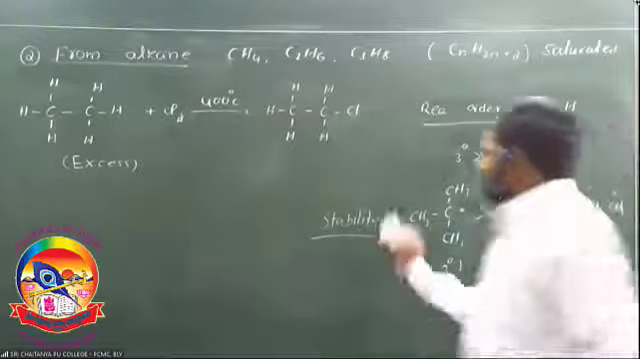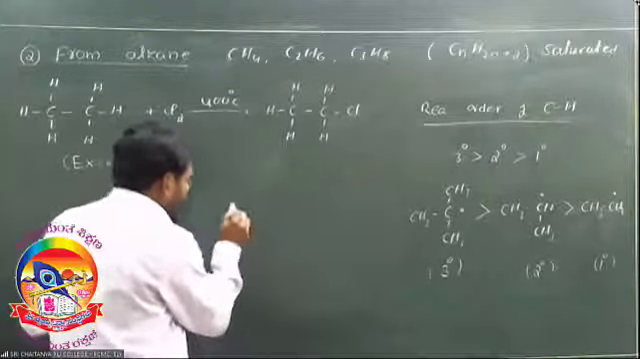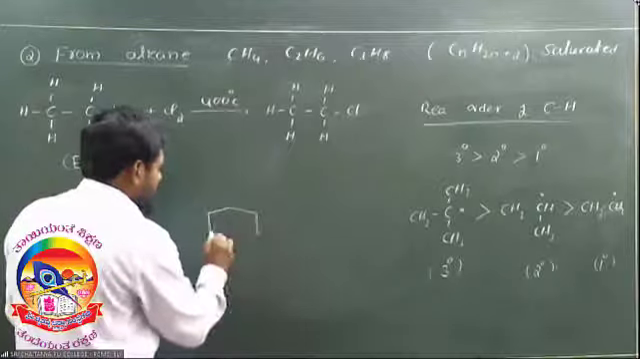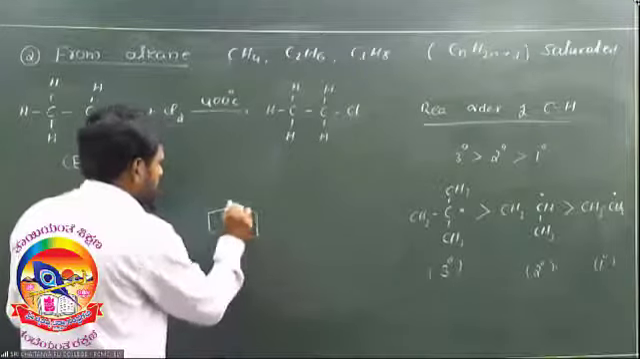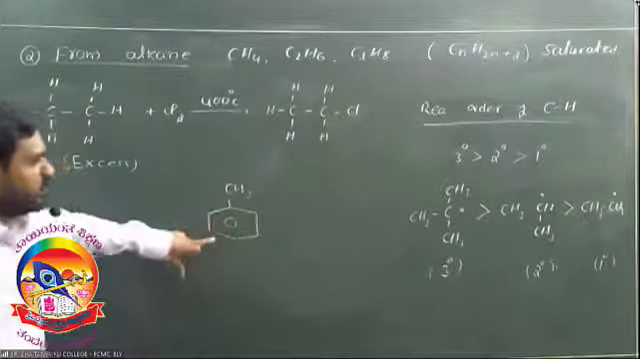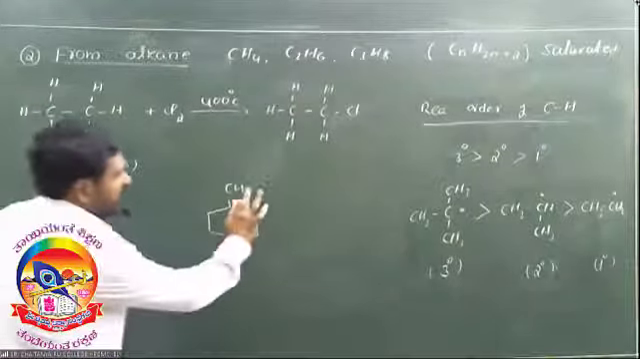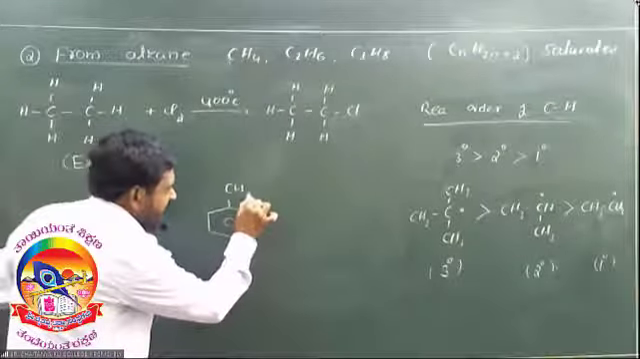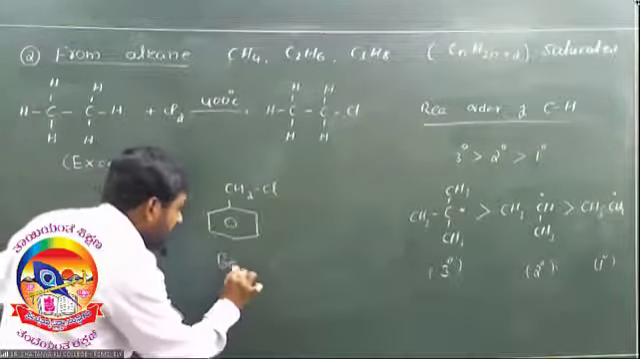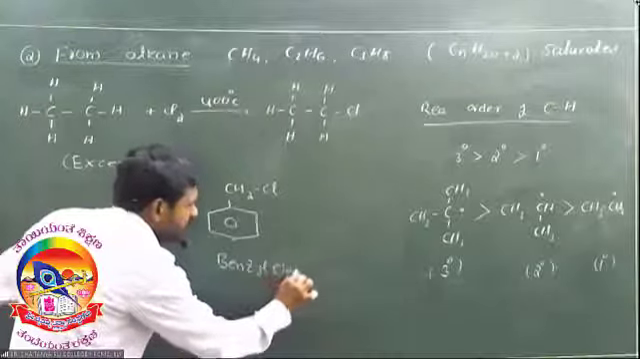Okay. Next, suppose benzyl halides are given. Benzyl means a benzene ring. If benzene is attached with a methyl group, it is toluene, also called methyl benzene. In methyl benzene, if one of the hydrogens is replaced by halogen, it is called benzyl chloride.